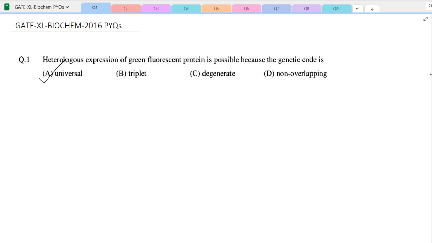Because the genetic code is universal, even in different organisms, the same genetic code can be used to express a given protein, say like GFP, which can be used as a marker protein or so on. Even though there are a few exceptions, mostly the genetic code is universal and is the same for all the organisms throughout the kingdom. Moving on to the next question.